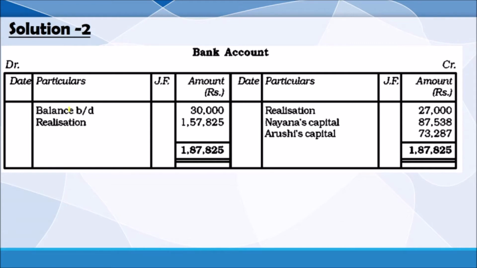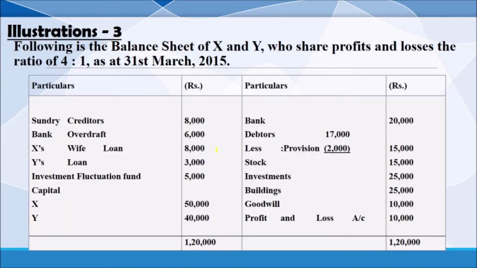Bank account will begin with the opening balance 30,000. Then we will write the realization of the value of asset, the realization of liability, and also the balance to be paid for each partner from their capital account. So we will get the total 1,87,825. In this problem, few more adjustments are there which are different from the previous video's last problem. Remember that. We are going to the next problem.